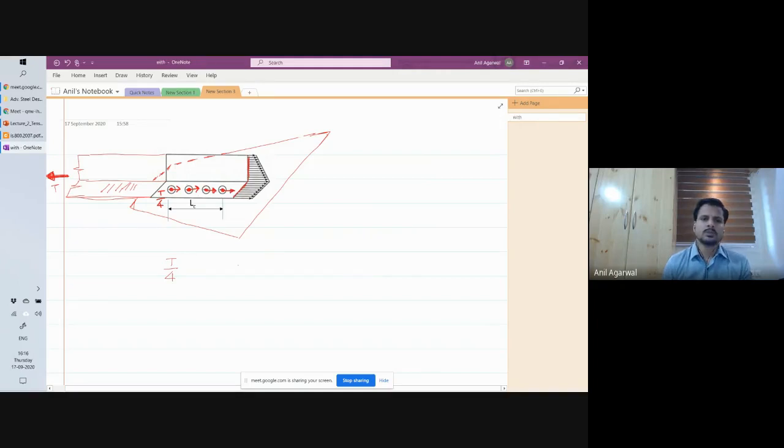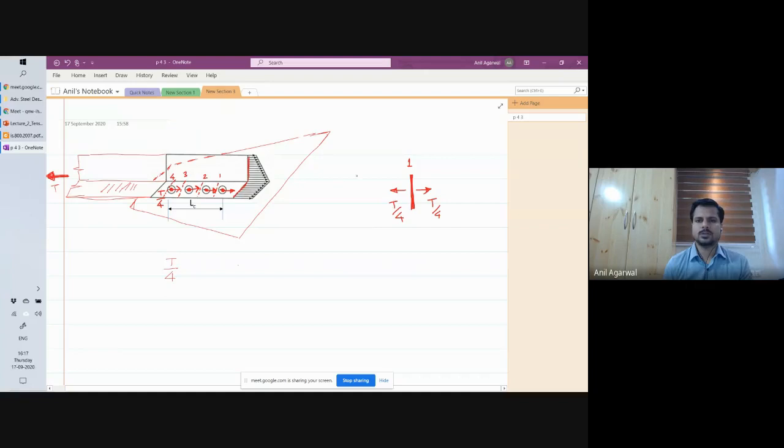So if I take a look at the cross section at any of these places, this is my cross section 1, this is cross section 2, this is cross section 3, and this is cross section 4. At the first cross section, what would be the force in the angle? There will be some tension in the angle. How much tension will be there? T by 4, sir. T divided by 4. Very good.